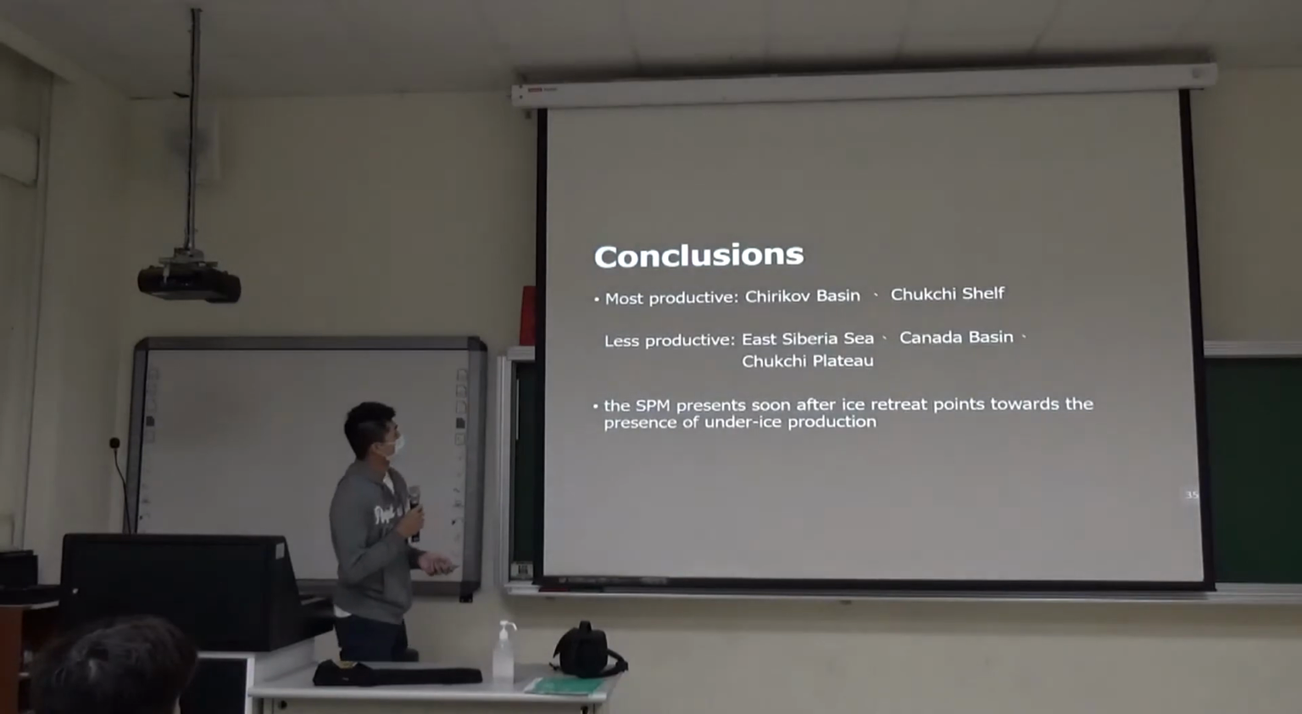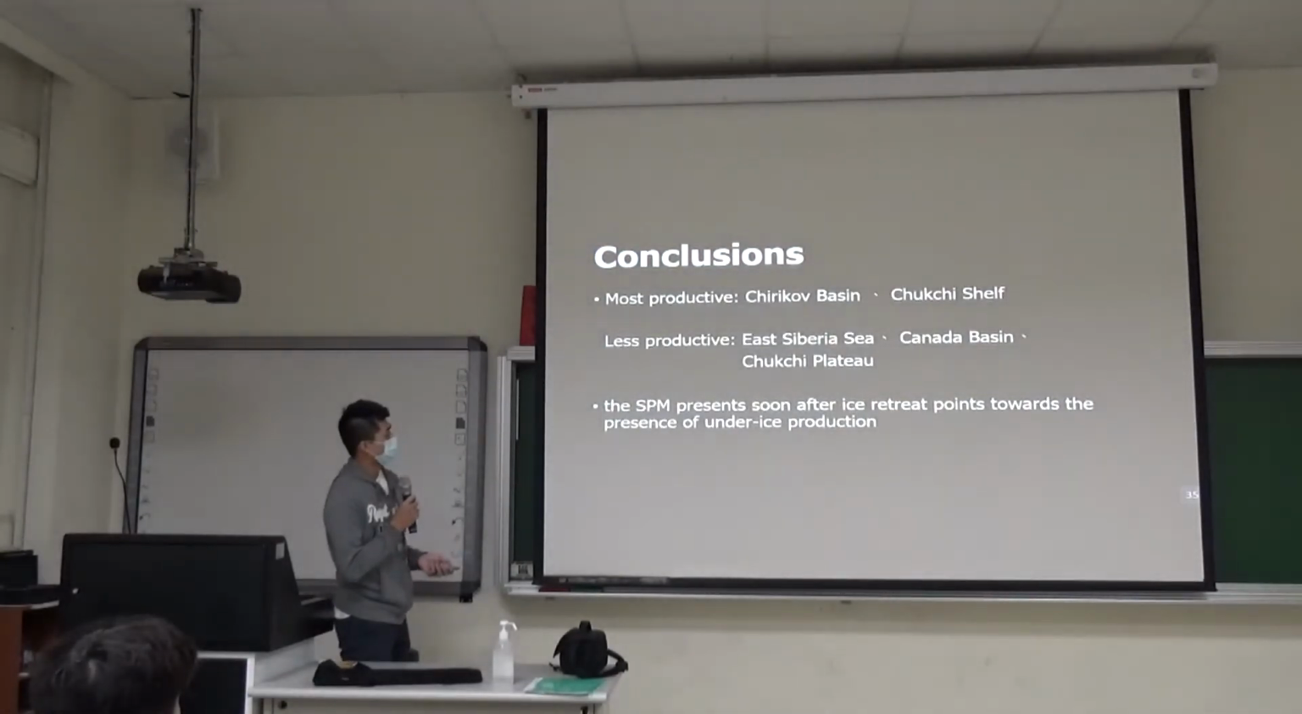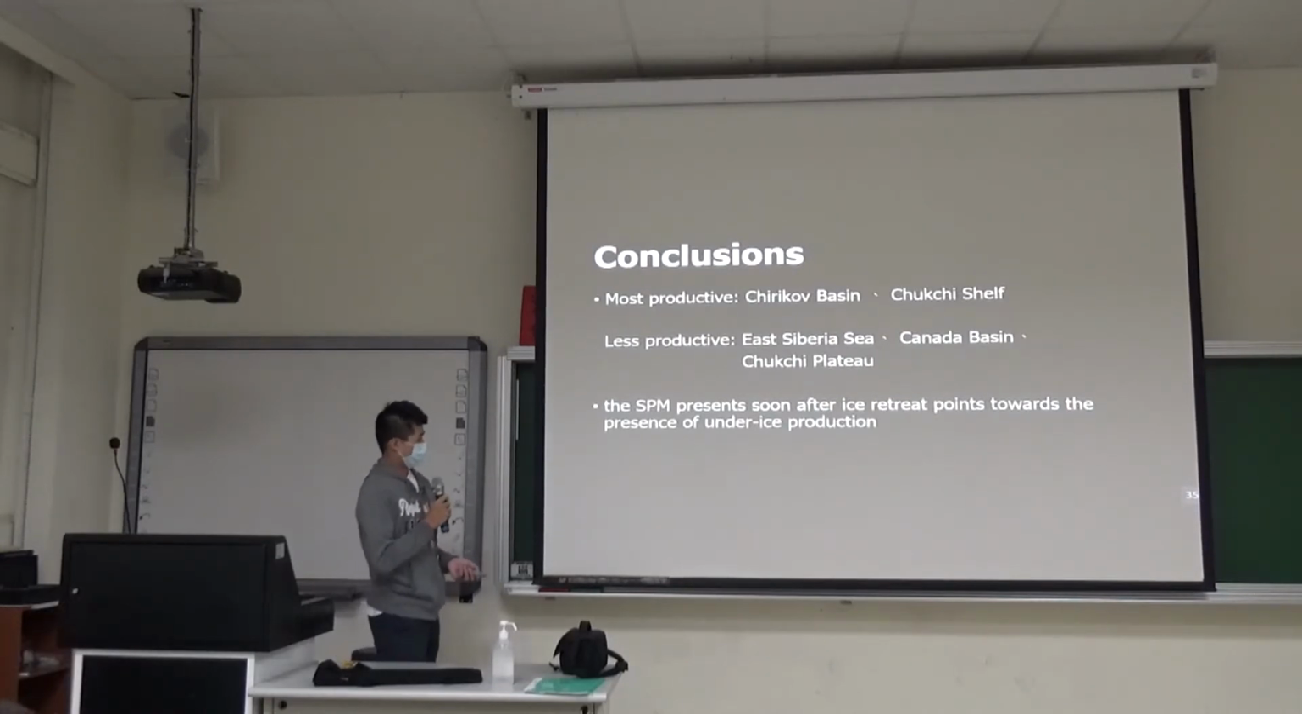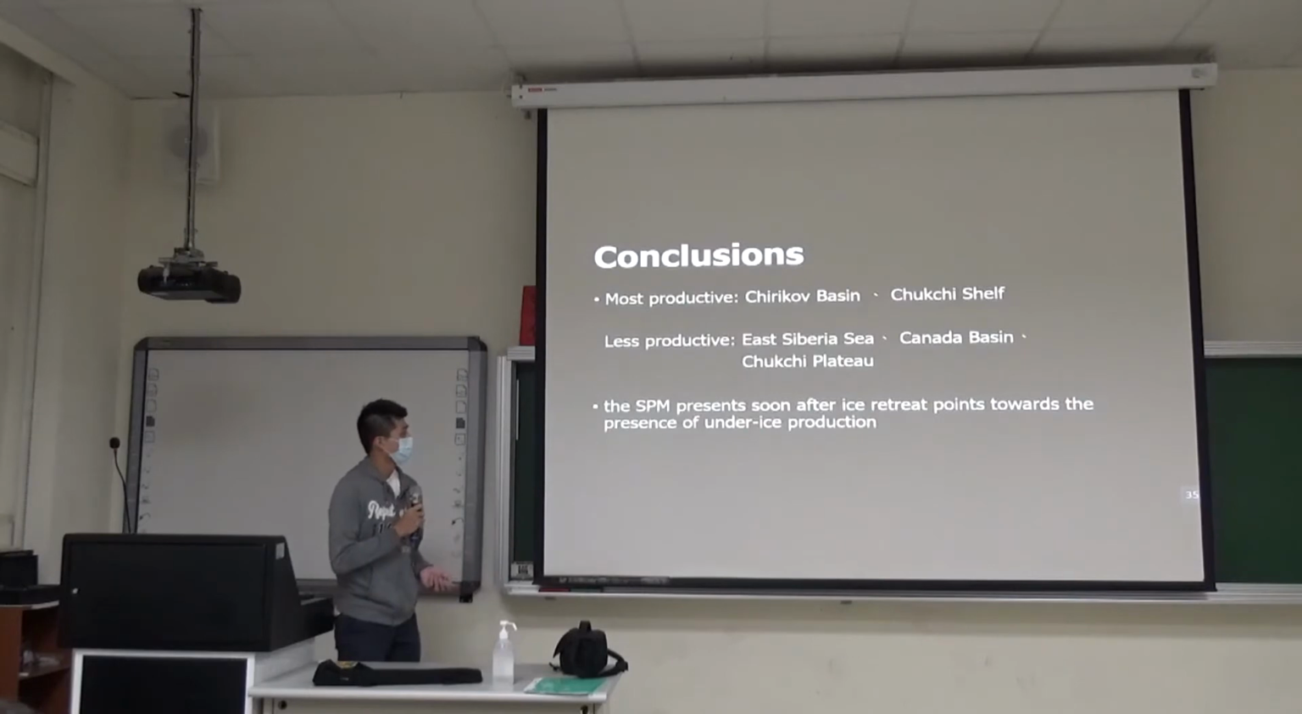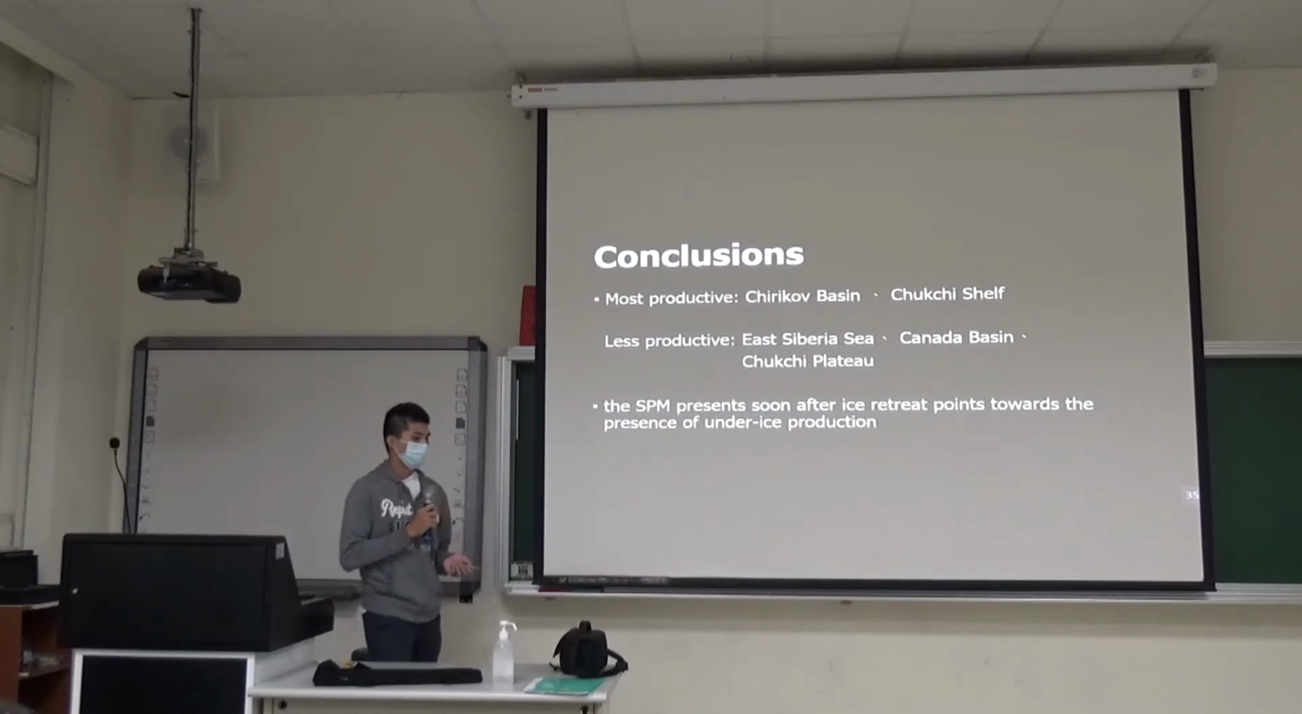So this is our conclusion. The most productive areas will be the Chukchi basins and Chukchi Shelf. The less productive areas will be the East Siberian Sea, Canadian Basin, and Chukchi Plateau, and this is due to the nutrients being brought from the Pacific Ocean, and because this place has no port, they will get less nutrient from the Pacific.